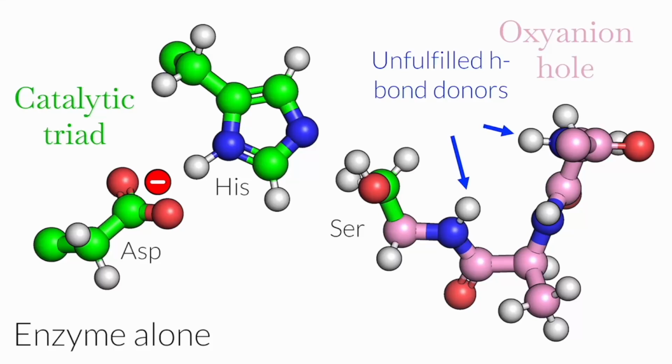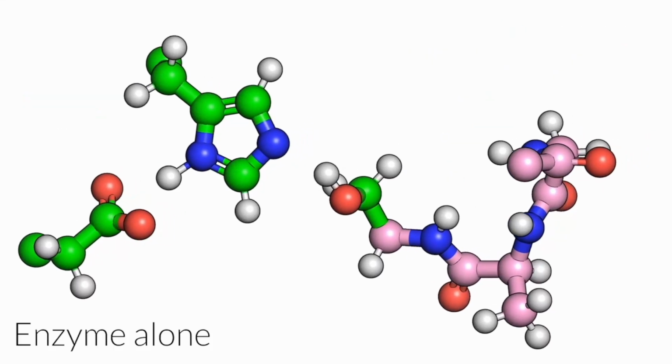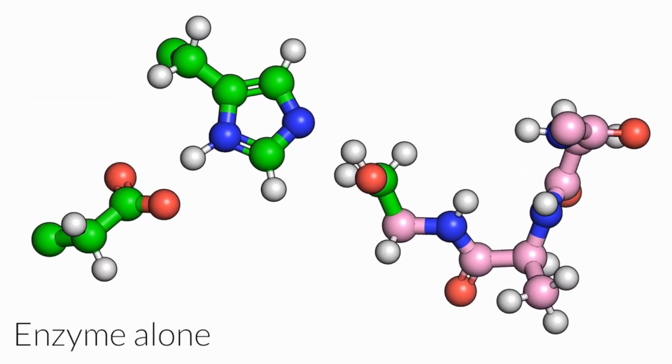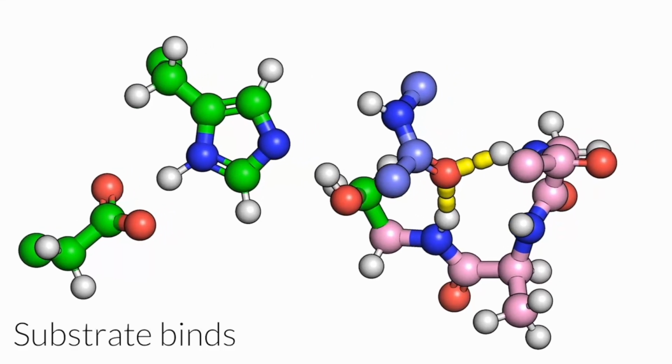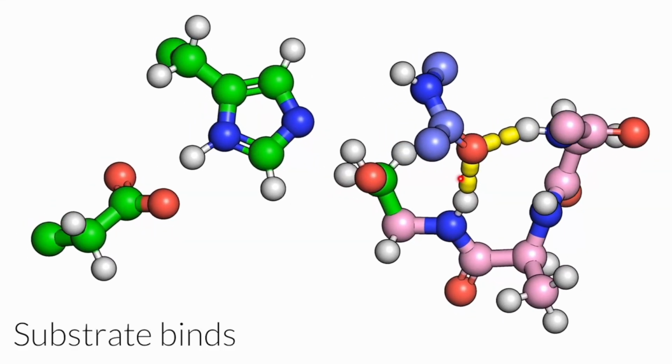Okay, so quick reminder of what's going on here in this active site. We've got our catalytic triad, which is the aspartate, histidine, and serine in this basic orientation, directly adjacent to this oxyanion hole with its unfulfilled hydrogen bond donors. What we're going to do is just start rolling through the reaction, and I'm going to narrate as we go. So here we've got the enzyme alone. Substrate docks and forms interactions with the oxyanion hole.